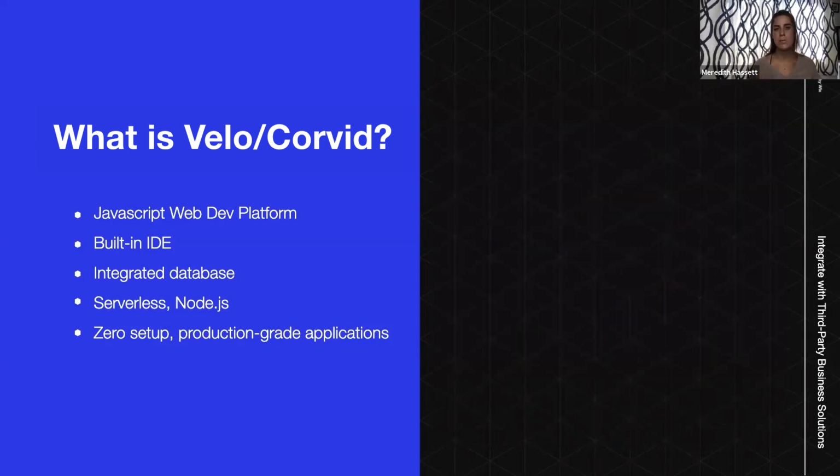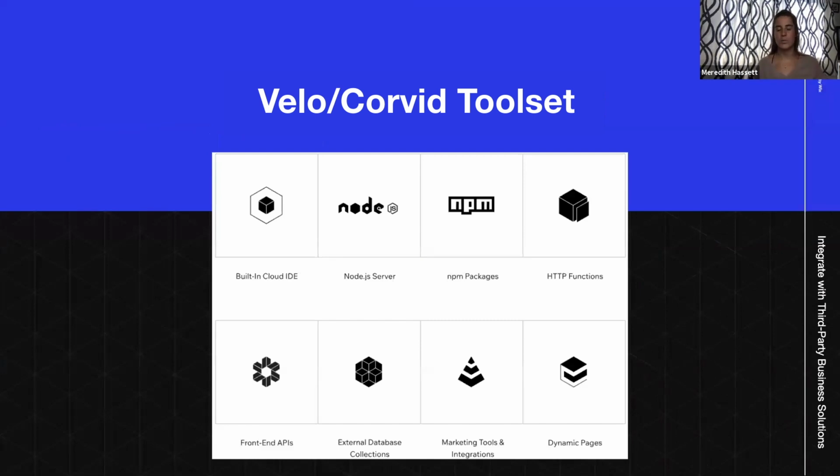There is no additional setup or release pipeline that you have to put into place. We handle all of that release management for you. So you're able to go from testing to production ready in mere minutes. You're able to do this using a lot of different tools that Corvid opens up for you.